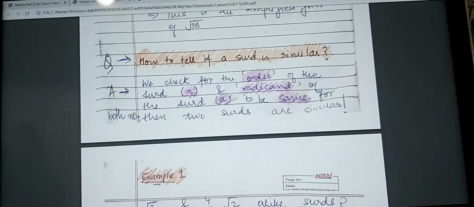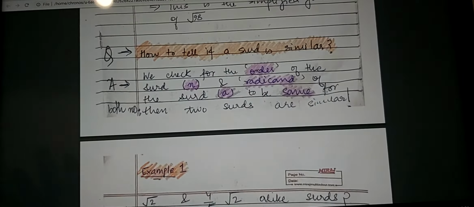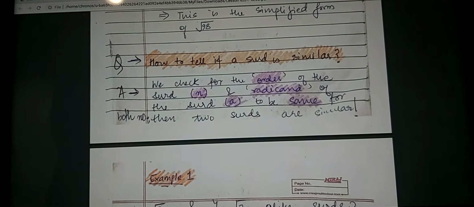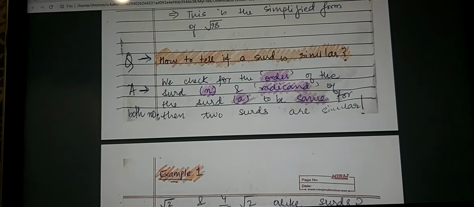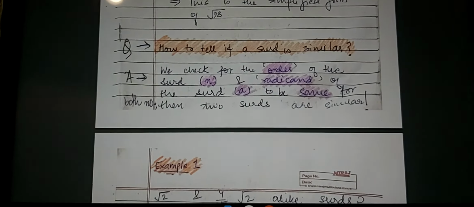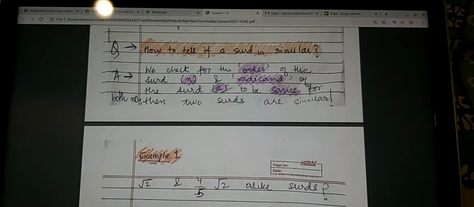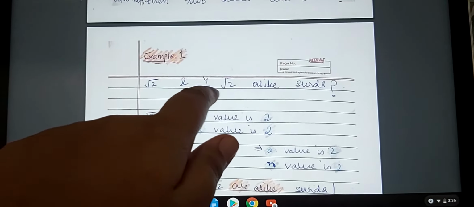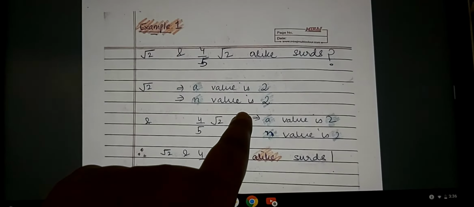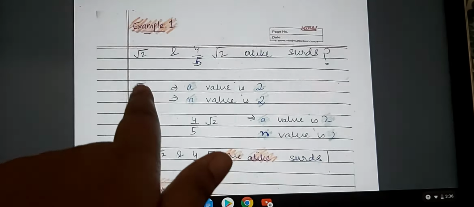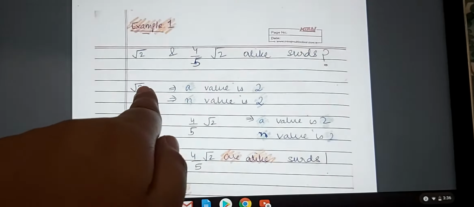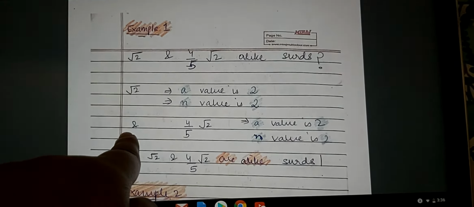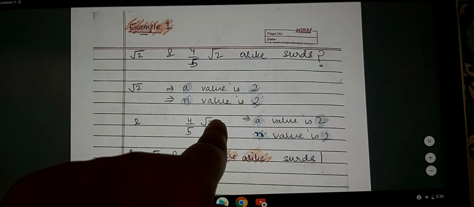Yes, then okay, then that means they are the same. Alright, so both the order of the surd and the radicand of the surd should be the same for your surds to be similar. For example, if I am looking at square root 2 and 4 by 5 square root 2, are they alike? For square root 2, my a is 2, my n is also 2, correct? Now I look at 4 by 5 square root 2.